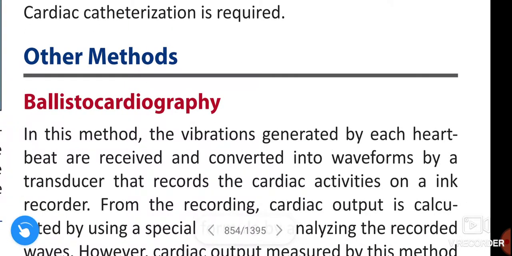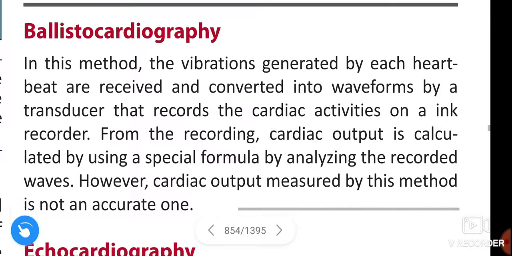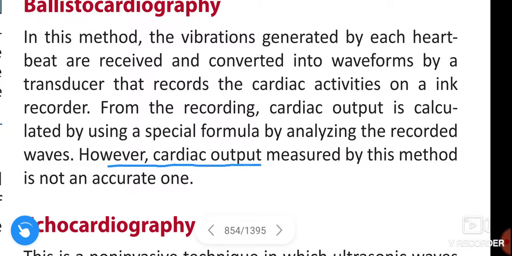Coming to the other methods for measurement of cardiac output. First, ballistocardiography. In this method, the vibrations generated by each heartbeat are received and converted into waveforms by the transducer that records the cardiac activities on an ink recorder. From the recording, cardiac output is calculated by using a special formula by analyzing the recorded waves. However, cardiac output measured by this method is not an accurate one.